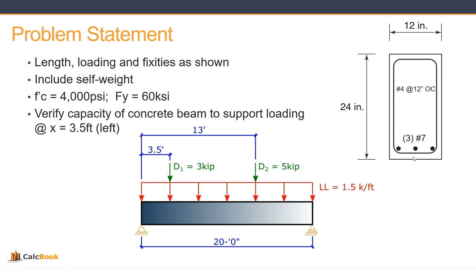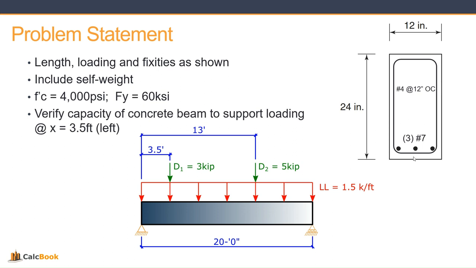We're just going to be looking to verify the capacity of the concrete beam for the given loading at x equals 3.5 feet, right where that point load is. I put "left" there in parentheses because we're going to look just to the left of that section cut, as we'll see when we get into it, the shear diagram is going to be changing right at that location. So we'll pick just to the left of that point load, and we'll take a look there.